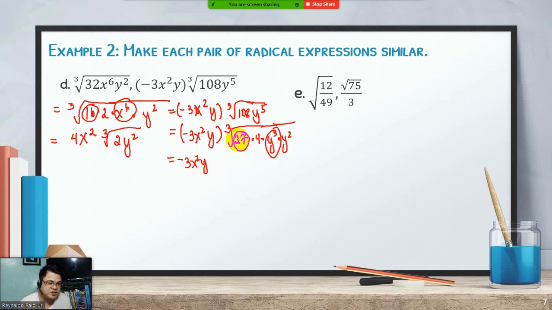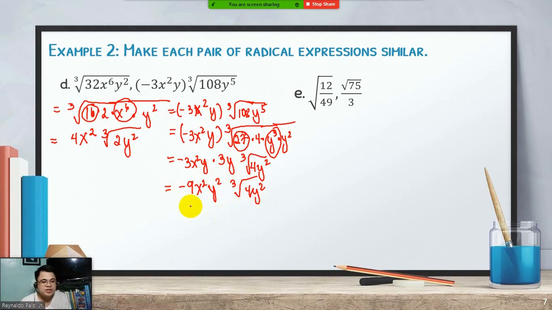Alright, next. Cube root of 27 is 3. Then cube root of y cube is y. Then cube root of 4y squared. Then, let us multiply. Negative 3 times 3 is negative 9x squared, then y times y is y squared. Cube root of 4y squared.